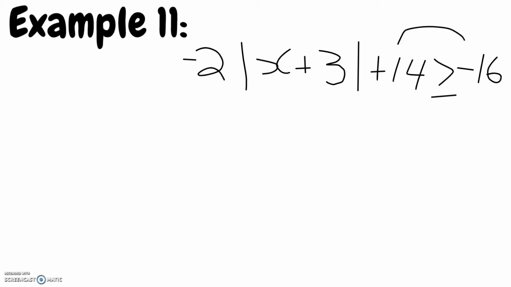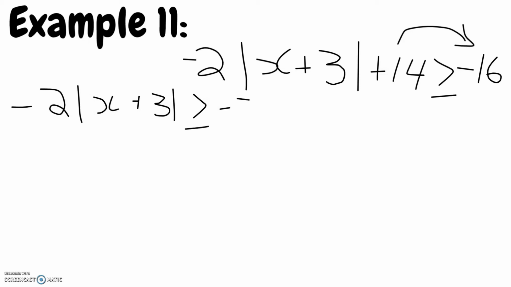We're going to move it to the right side of the inequality, and by doing so, we're going to be subtracting it from negative 16. So it's going to be negative 16 minus 14, which is going to give us negative 30. I'm going to rewrite our inequality with negative 30 now, so it's going to be negative 2 times the absolute value of x plus 3 is greater than or equal to negative 30.